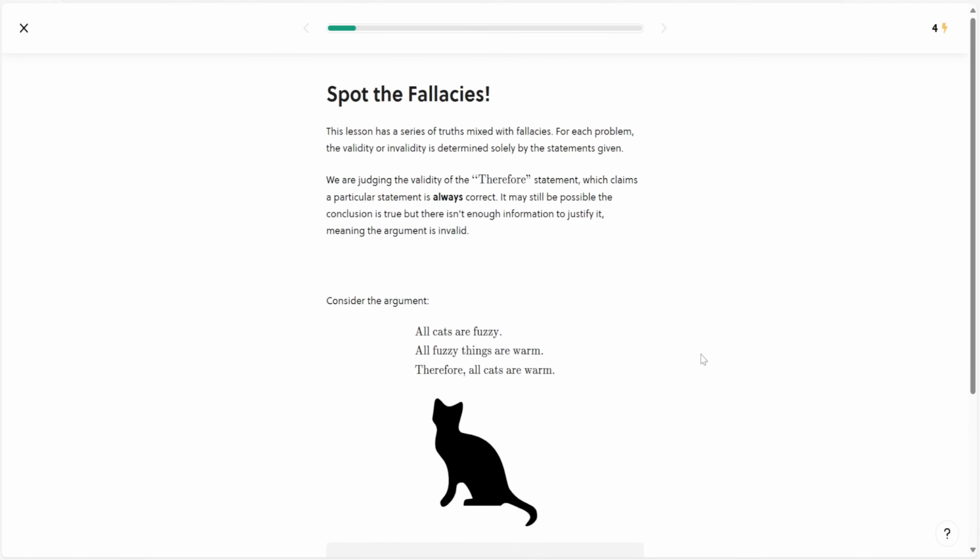Right, spot the fallacies. This lesson has a series of truths mixed with fallacies. For each problem, the validity or invalidity is determined solely by the statements given. We are judging the validity of the therefore statement, which claims a particular statement is always correct. It may still be possible the conclusion is true, but there isn't enough information to justify it, meaning the argument is invalid.